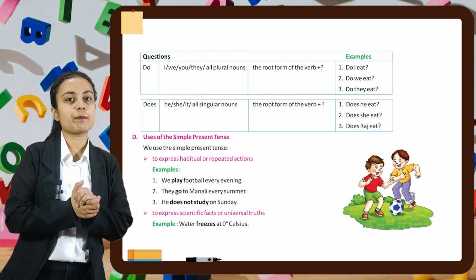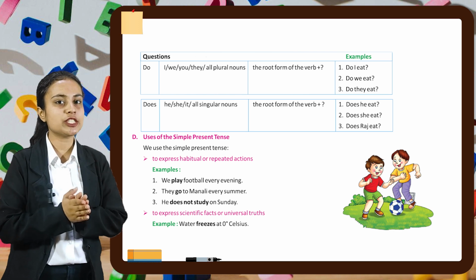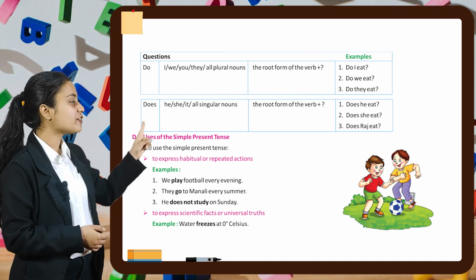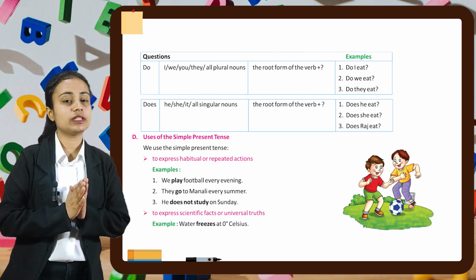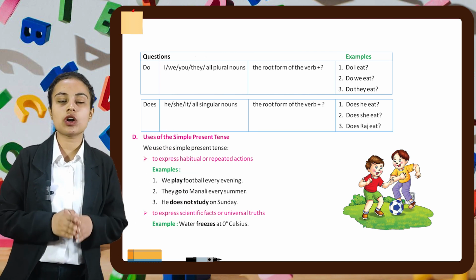We use the simple present tense, point number 1, to express habitual or repeated actions. For example, we play football every evening. They go to Manali every summer. He does not study on Sunday.